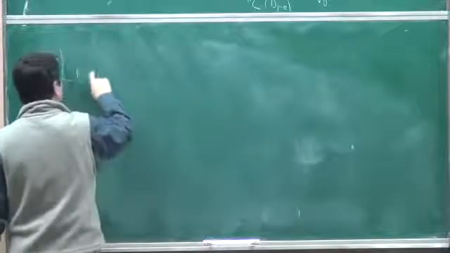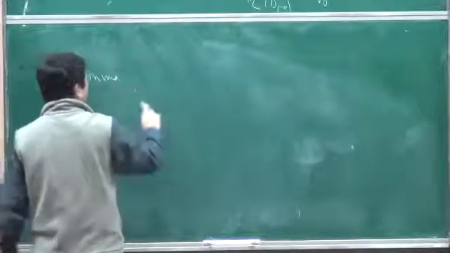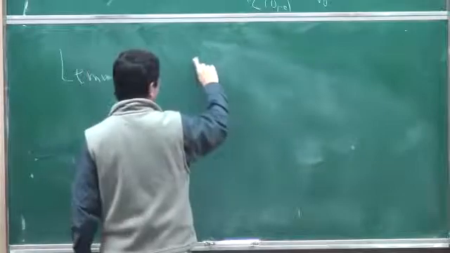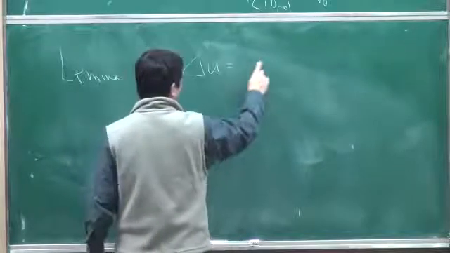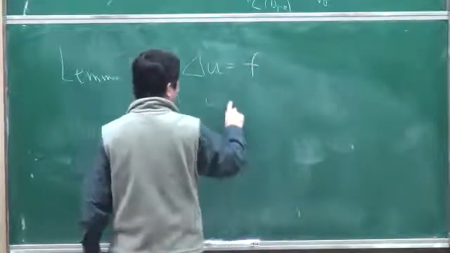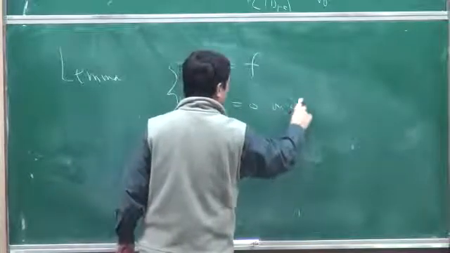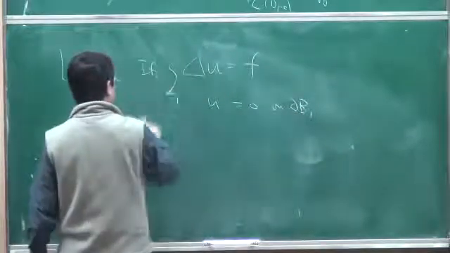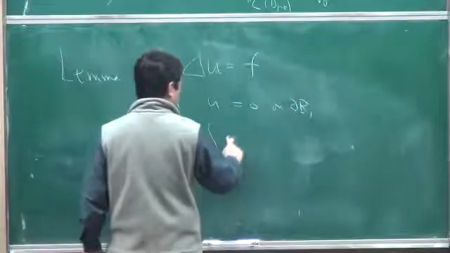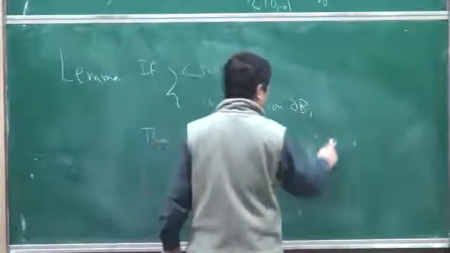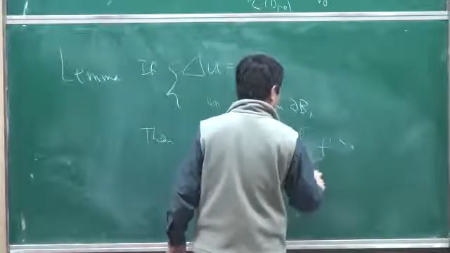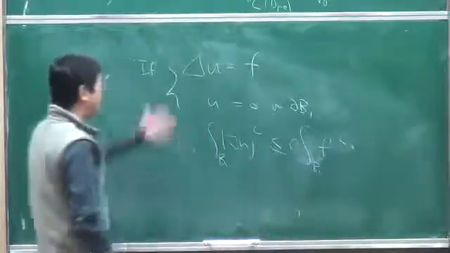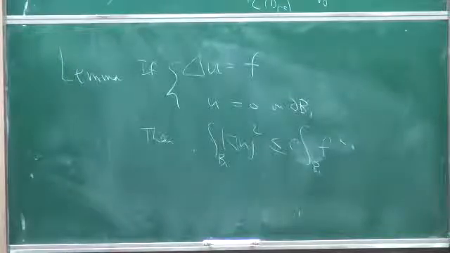It is the following lemma: the Laplacian of u equals f, with u equals 0 on the boundary. Then the integral of gradient u squared is bounded by a constant times the integral of f squared, which is very easy to prove. You just multiply the equation by u, then integrate by parts. This is the typical energy estimate.